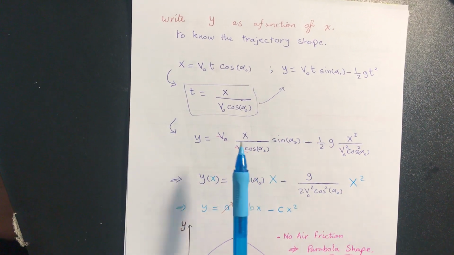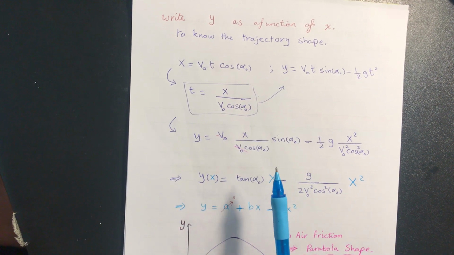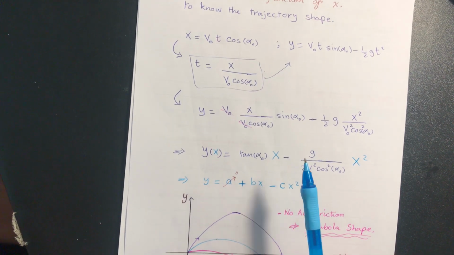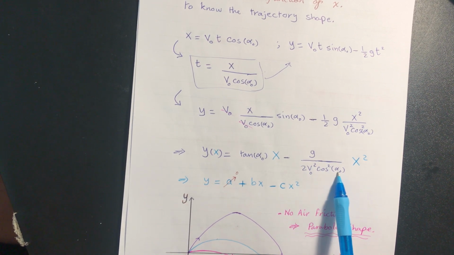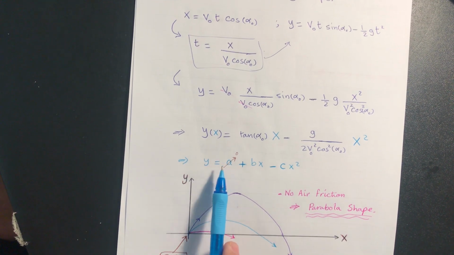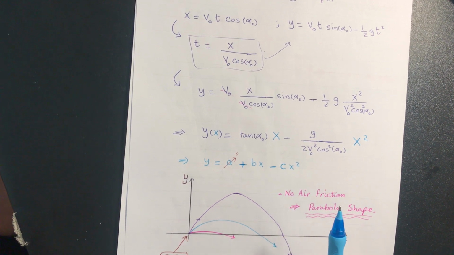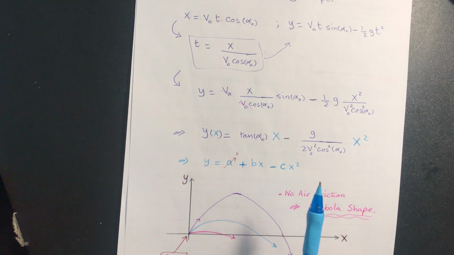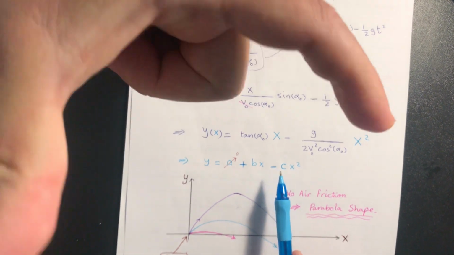Then we will find that y will be equal to sine over cosine, which is tan alpha naught, multiplied by x, minus g over 2 v naught squared cosine squared alpha x squared. It is just like the equation y is equal to a plus bx minus c x squared. It is a parabola formula with a negative sign. That means the parabola direction is not upward because of the minus sign, it is downward.